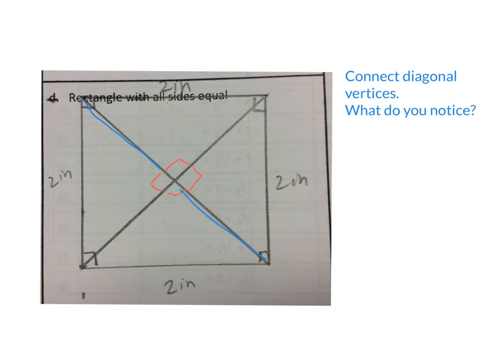With a square, all 4 of these lengths will be the same because they bisect each other, so we know these 2 will be the same. But actually, it turns out that all 4 are the same.